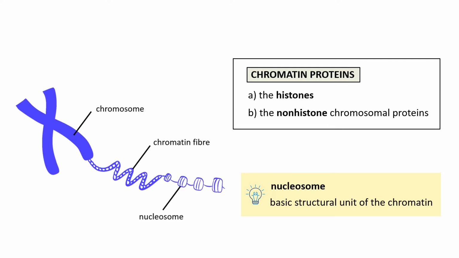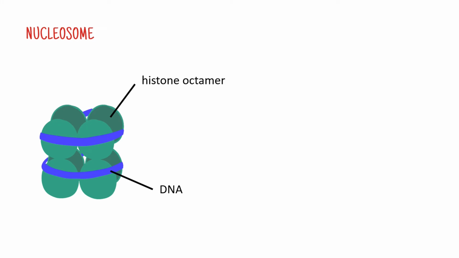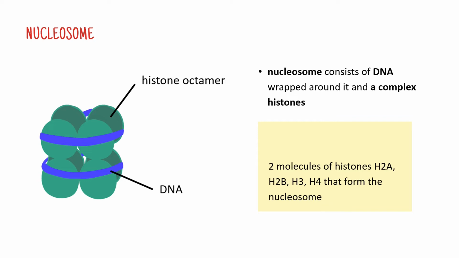Nucleosome is a basic structural unit of the chromatin. We often describe the chromatin fiber as a series of beads on a string. The string is in fact the DNA, and the bead is a nucleosome. Because the DNA connects the individual nucleosomes, it is also sometimes referred to as the linker DNA. Every nucleosome consists of DNA that is wrapped around a complex of histones. It is in fact a complex of 8 histone proteins: H2A, H2B, H3, and H4, all of them present in 2 molecules. This structure of 8 histone proteins is sometimes referred to as the histone octamer.